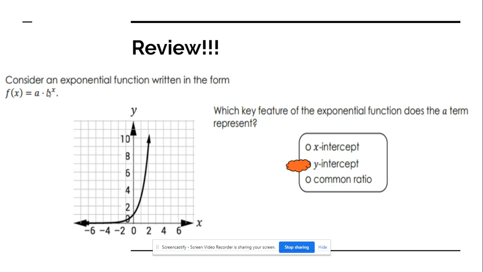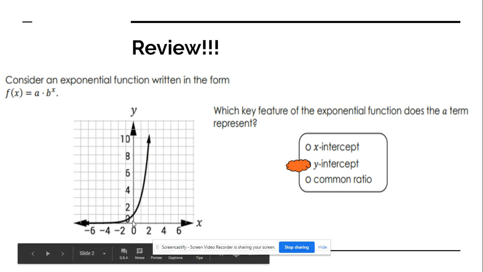Y-intercept is correct. The number in place of a is the point where your exponential function graph crosses the y-axis.